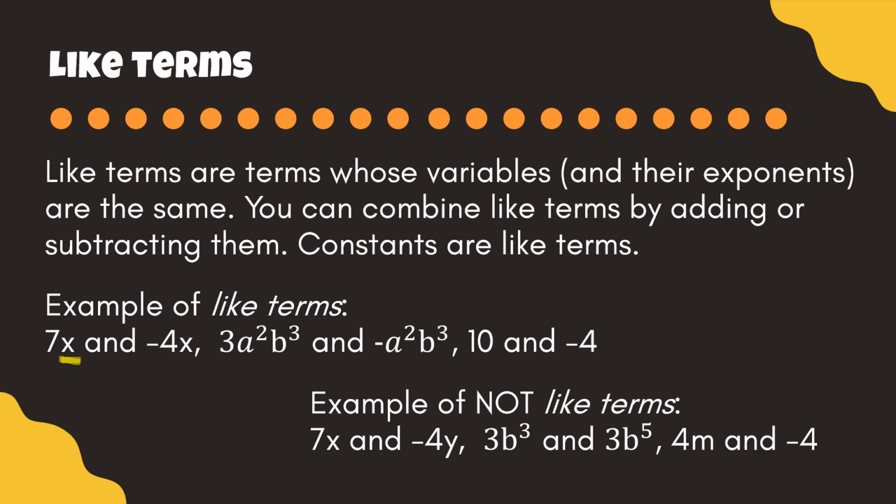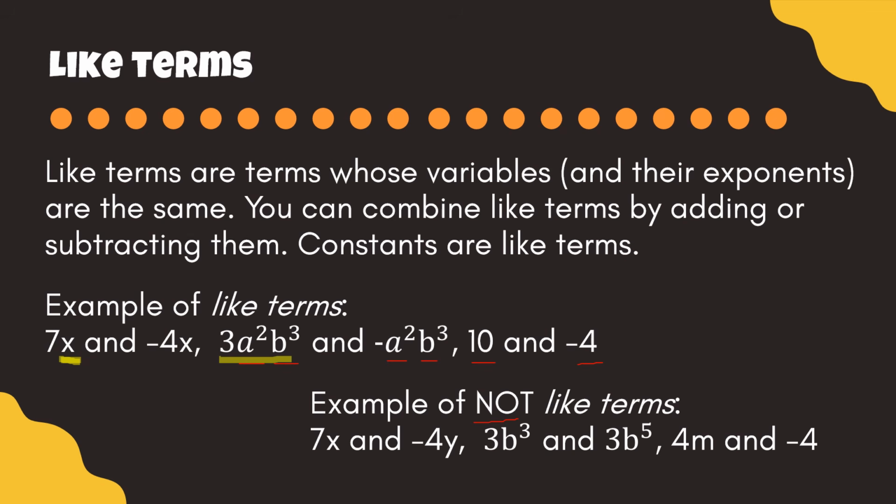We also have like terms 3a squared b cubed, and negative a squared b cubed. So if you can see, a squared here and b cubed is the same with the other term, which is a squared and b cubed. They are known as like terms. Again, constants are like terms. All constants are known as like terms because they have no letters with them.